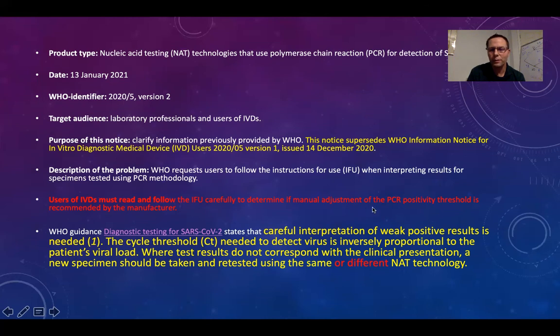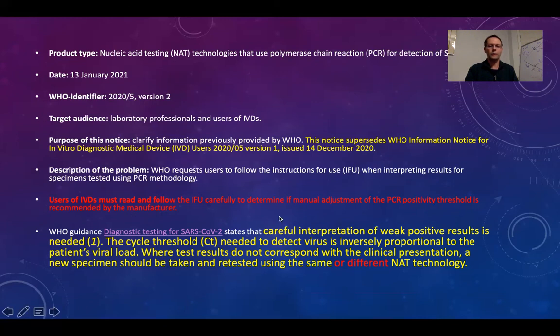If manual adjustments of the PCR positivity threshold is recommended by the manufacturer. So the PCR test is a COVID test, and it's a positivity threshold. So as I mentioned before, it's not necessarily a yes or no. You have it or you don't. There's a numeric value called a CT value, and there's a sensitivity that you set the test at, just like a car alarm. And we're looking at, where should we set this sensitivity, the threshold?